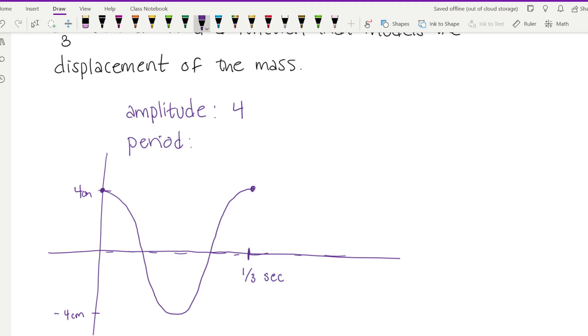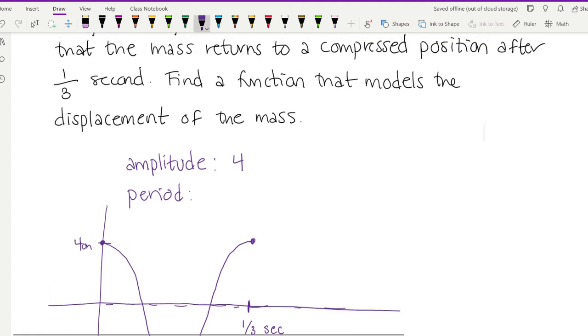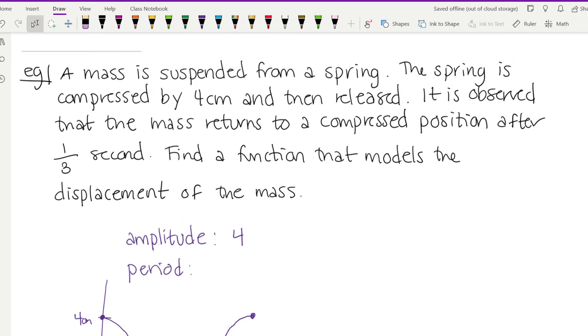So what is the period of this function? Well, it's 1/3 of a second, right? The period by definition is the amount of time it takes for the function to go through its cycle. And if this is telling us that it's compressed, released, it goes down, it comes back up to its compressed position after 1/3 of a second, well, that's the period.